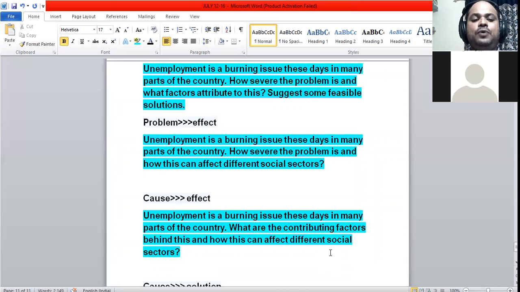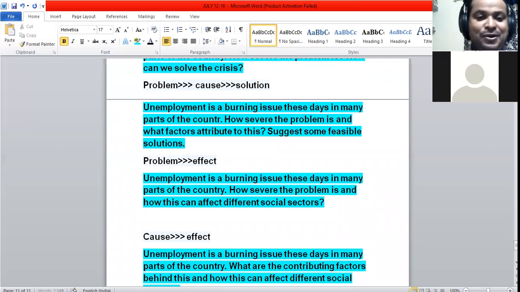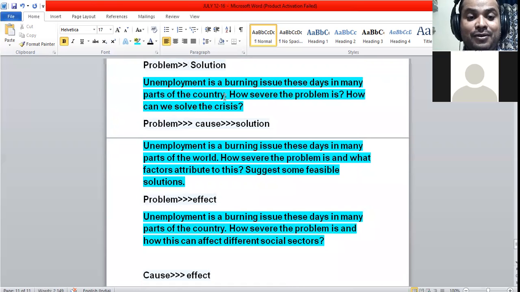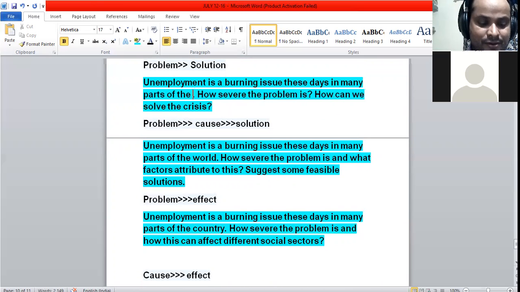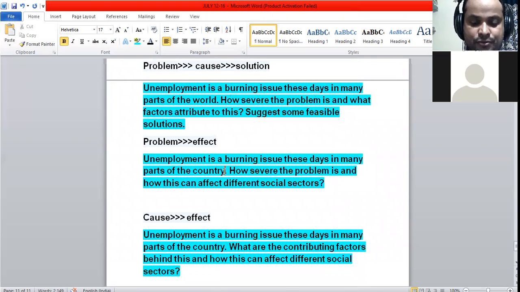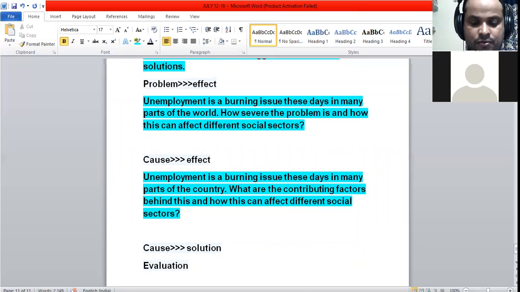Now I have another example, a cause-effect question. Unemployment is a burning issue these days in many parts of the country, many parts of the world. I have to change that here. It's not country, it's my mistake. Many parts of the world. Okay, it's world here. Sorry, it's a mistake.